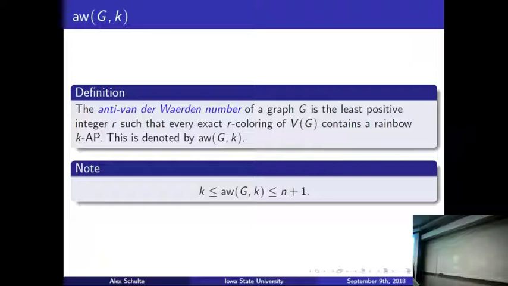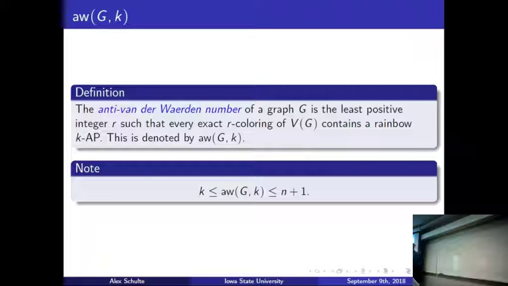Technically, it's n plus 1 if you don't have an AP; you call it n plus 1. But in most cases, if you color every vertex a different color, you'll get some sort of rainbow AP. It'll be unlikely that you don't have any, but maybe if you're doing a 7-AP and you only have 6 vertices, then you're not going to get an AP, since we're non-degenerate.